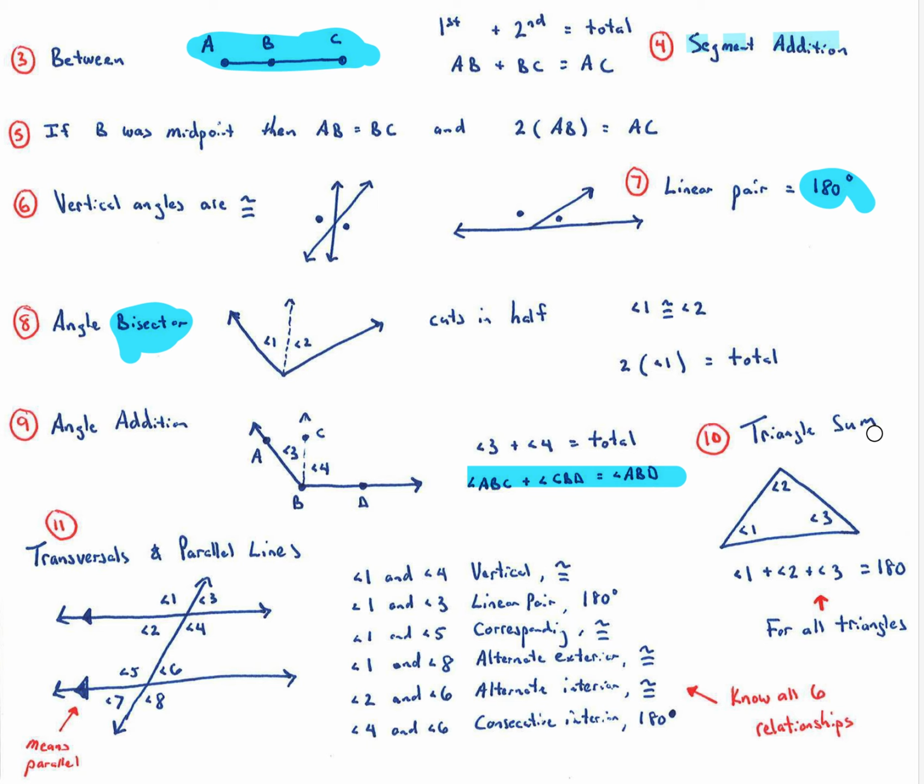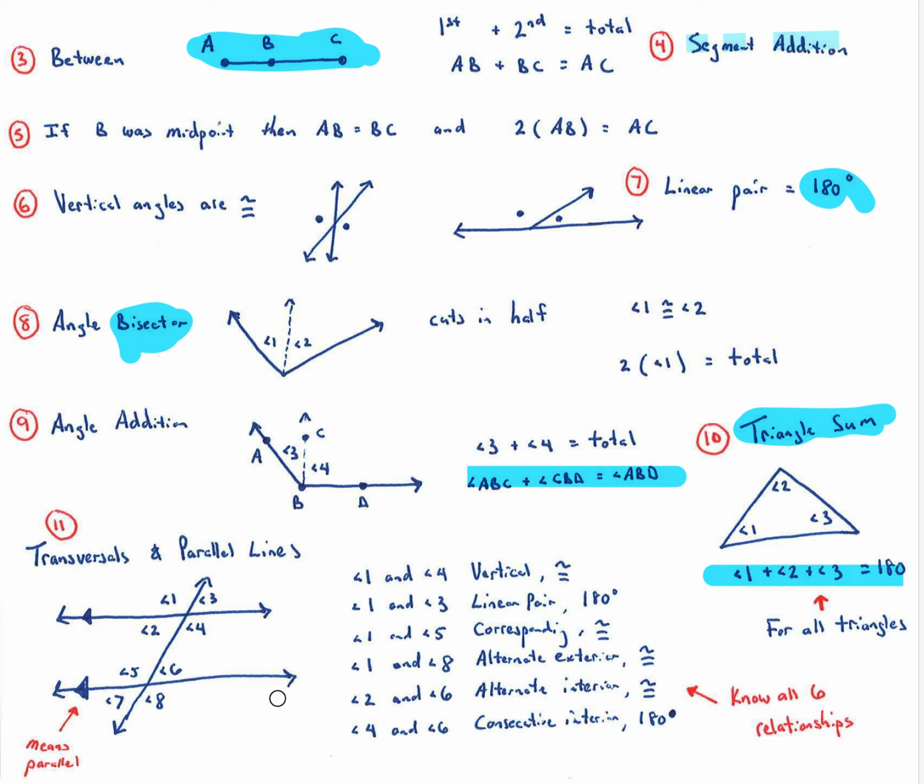We have to also remind ourselves of the triangle sum theorem, and that just says that any triangle, every single triangle, acute triangle, right triangle, obtuse triangle, doesn't matter. If you take the 3 interior angles and you add them up, we know that equals 180 degrees. And again, that's true for all triangles.